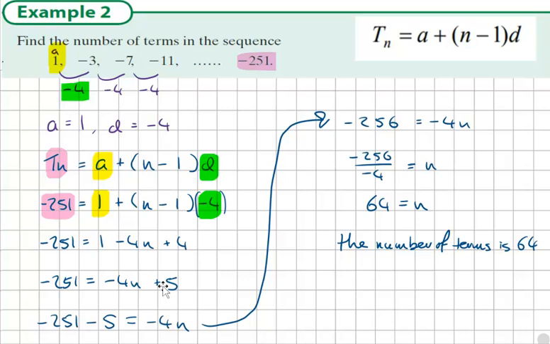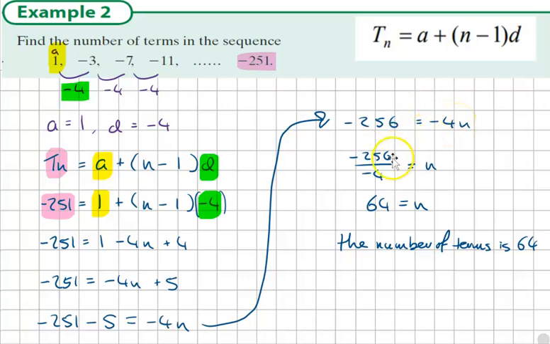And then bringing all the numbers to the left, or you could bring them all to the right, it's up to you. We have minus 251 minus 5, because the plus 5 came over and became minus 5, is equal to minus 4n. That gives us minus 256 equals minus 4n.